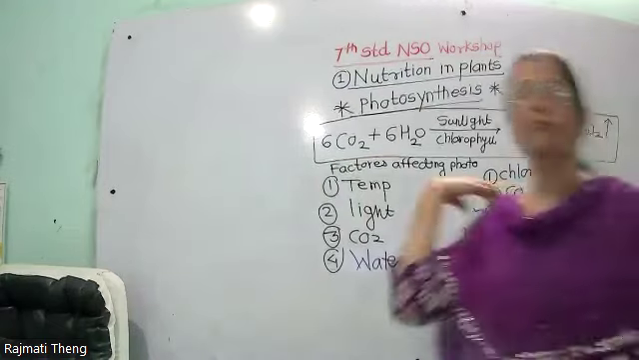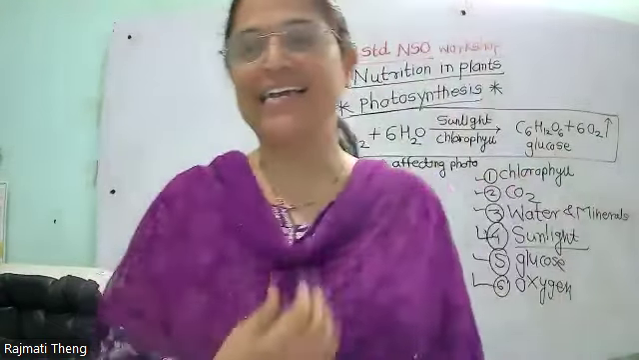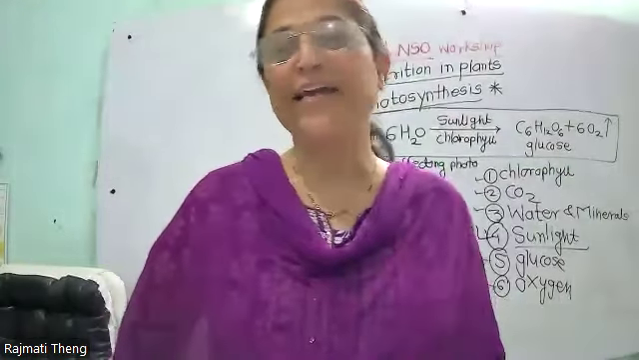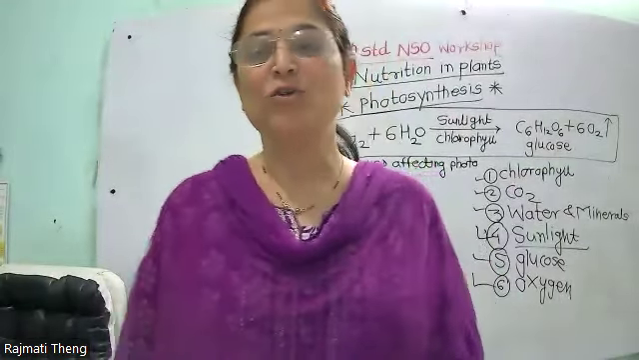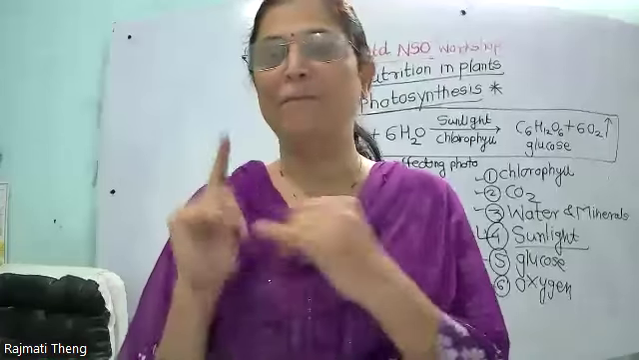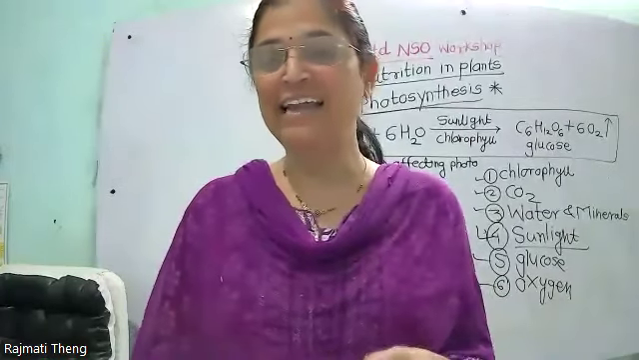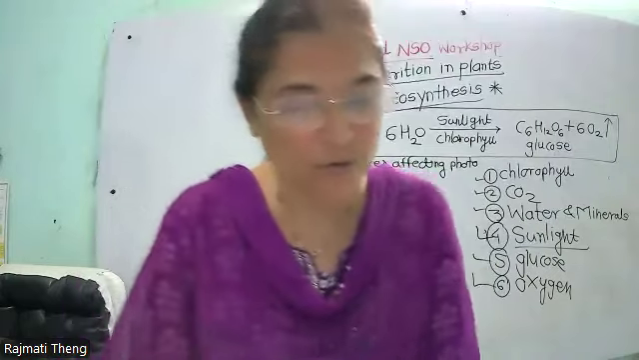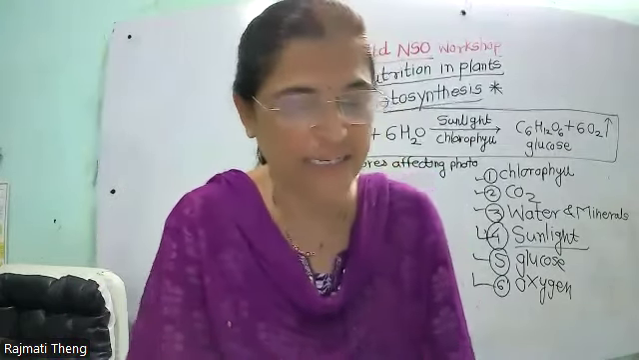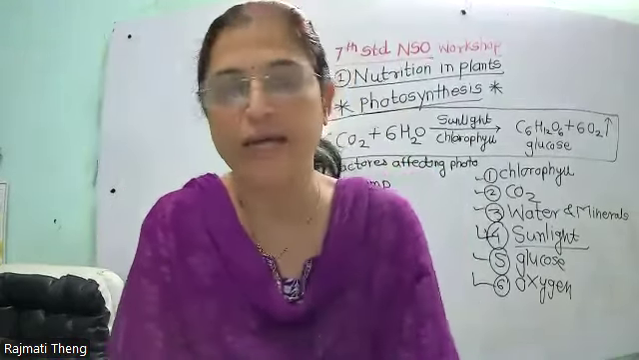First way, the farmer adds fertilizer, and second way, root nodules of leguminous plants. Leguminous means those plants having pods. Pea, bean, gram, which have pods, they are called leguminous plants. Is it okay up to this?